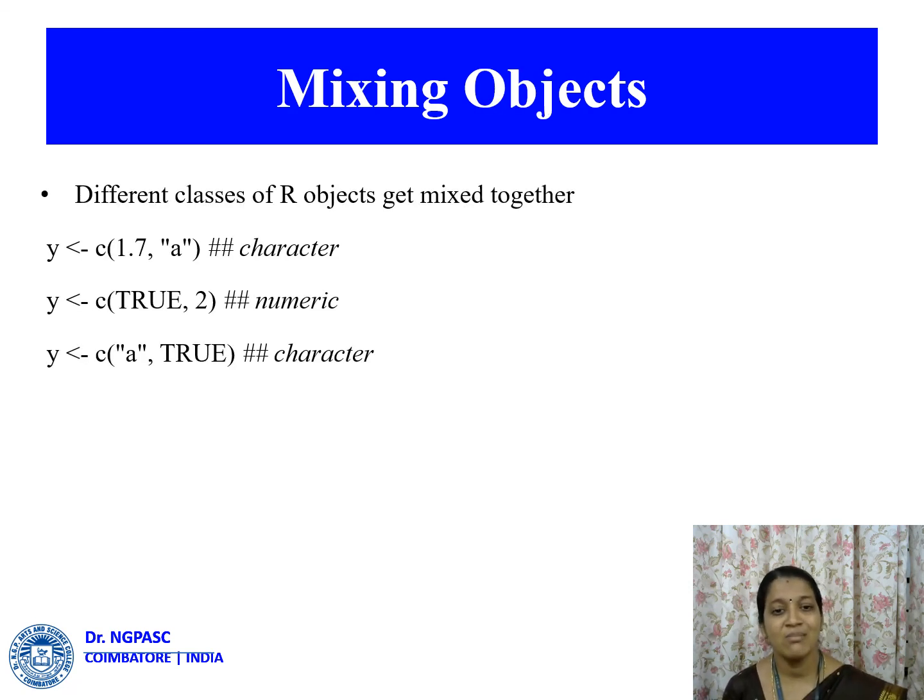Okay, so let's see mixing of objects. I have given some examples of mixing of objects. Here I have created a vector with 1.7 and a, so it is a mixing of numeric and character. It shows the character object. Next I have given TRUE, a logical object, and 2, a numeric object, and it shows numeric. Then I have created a vector of character and logical, and it shows character. So mixing of objects you have to represent like this.